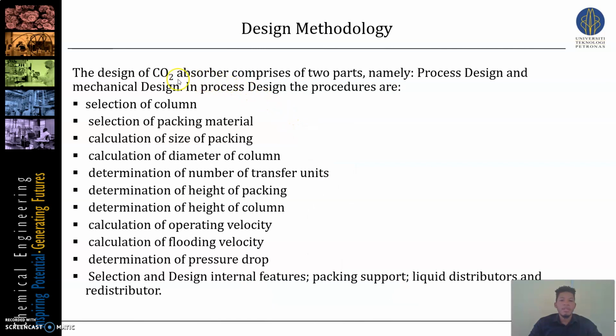The design methodology, as I said before, comprises two parts: process design and mechanical design. In process design, we select the column, we select the packing material, we calculate the sizing, diameter, we determine the number of transfer units and also the height of packing and the height of column. We calculate the operating and flooding velocity, then we determine the pressure drop, then we do the selection and design of internal fixtures such as packing support, liquid distributors and redistributors.